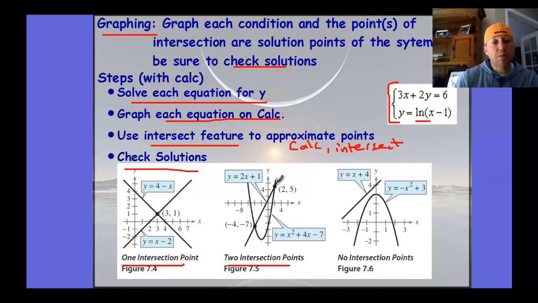So you can see how a parabola, a quadratic, and a linear equation could intersect 0, 1, or 2 times. And then we have no intersection points here. That's another example. So be aware of the different kinds of solutions you may have.